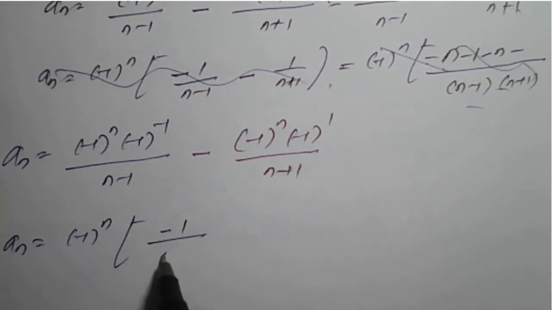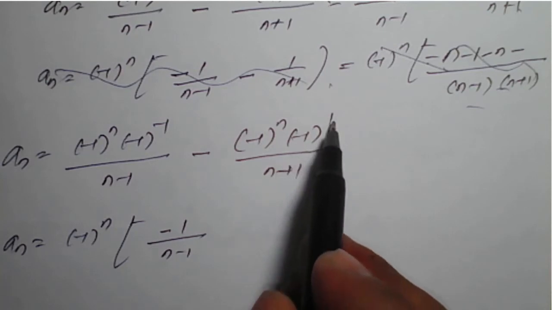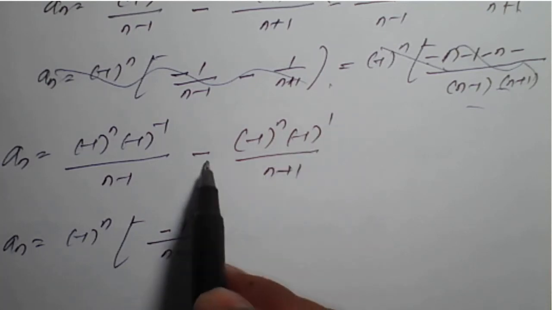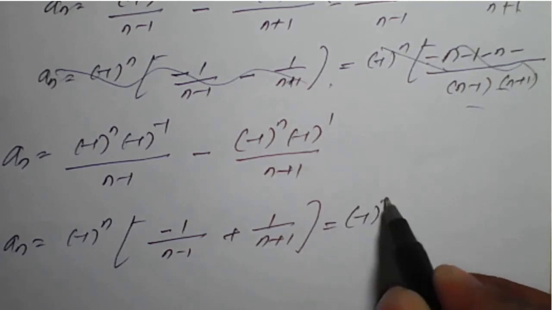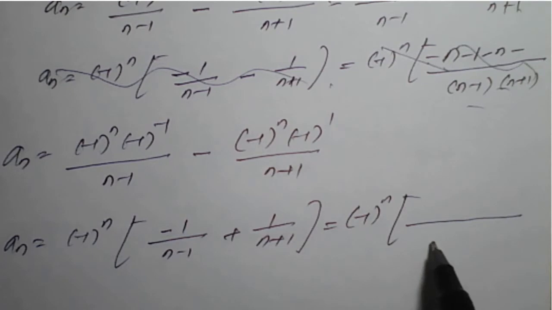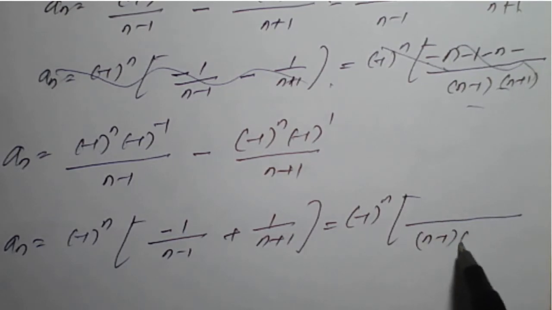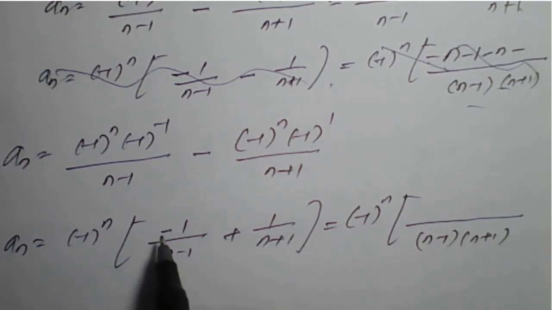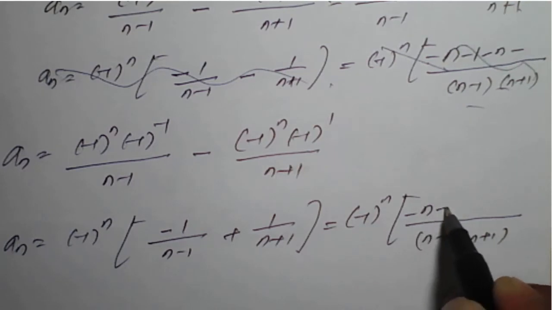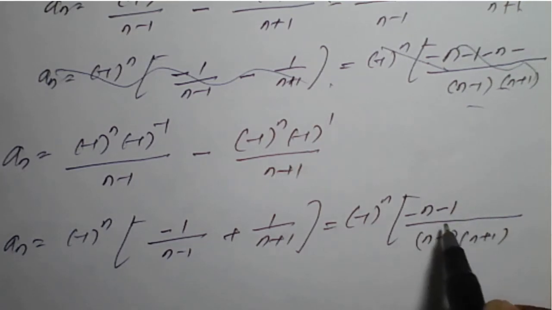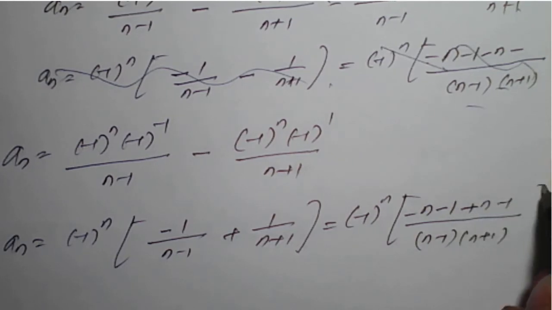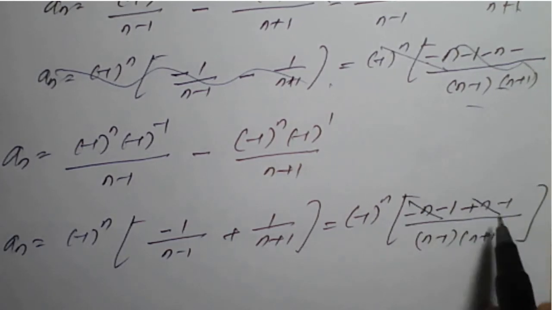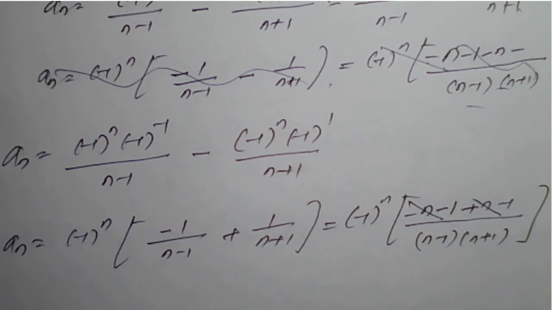So minus 1 upon n minus 1. So minus 1 raised to 1 is nothing but minus. That minus and this minus will become plus 1 upon n plus 1. So on taking LCM and simplification, LCM is n minus 1, n plus 1. So if you cross multiply, we'll get minus 1 minus n minus 1. If you cross multiply this, so plus n minus 1. So minus n and plus n cancel. Minus 1 will become minus 2.